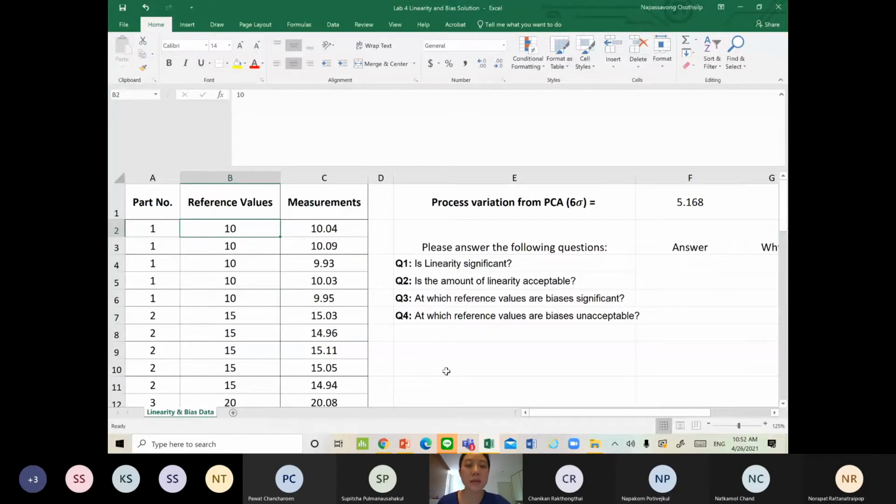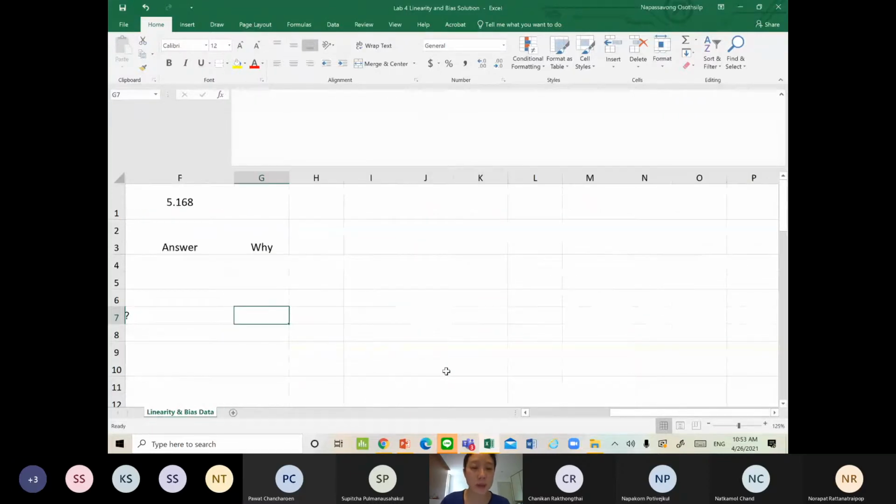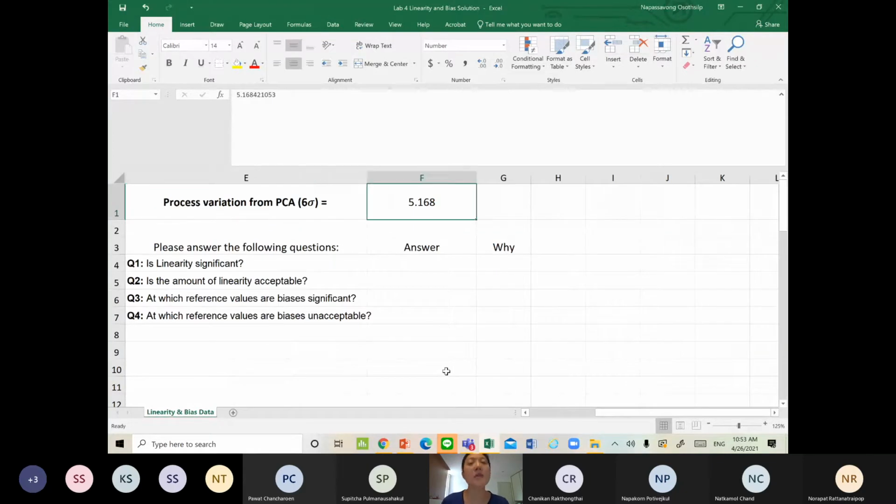You multiply by 6, and you may get, for example, 5. For 15, you get another number. Then you can average those numbers based on the formula for average sigma. Remember that there's a formula about pooled sigma. We have seen that formula before, and you can revisit the process capability content. Then you get the average sigma value, multiply by 6, and you will get 5.168. We will plug this number into Minitab to calculate the percentage of bias.